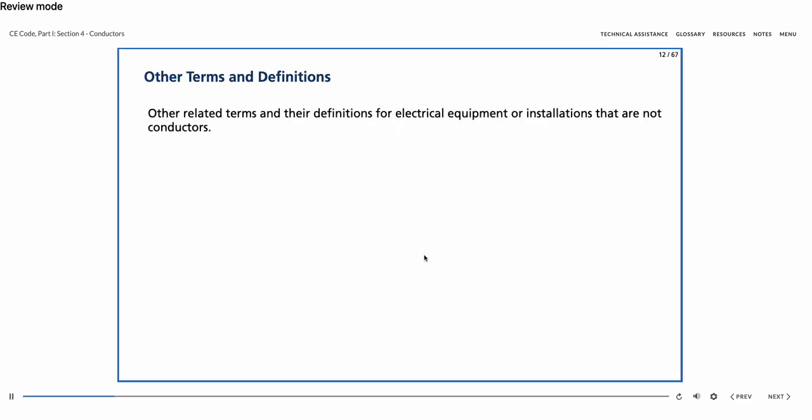A conductor is a conductive material that is constructed for the purpose of carrying electric current. These include bare, covered, and insulated conductors.